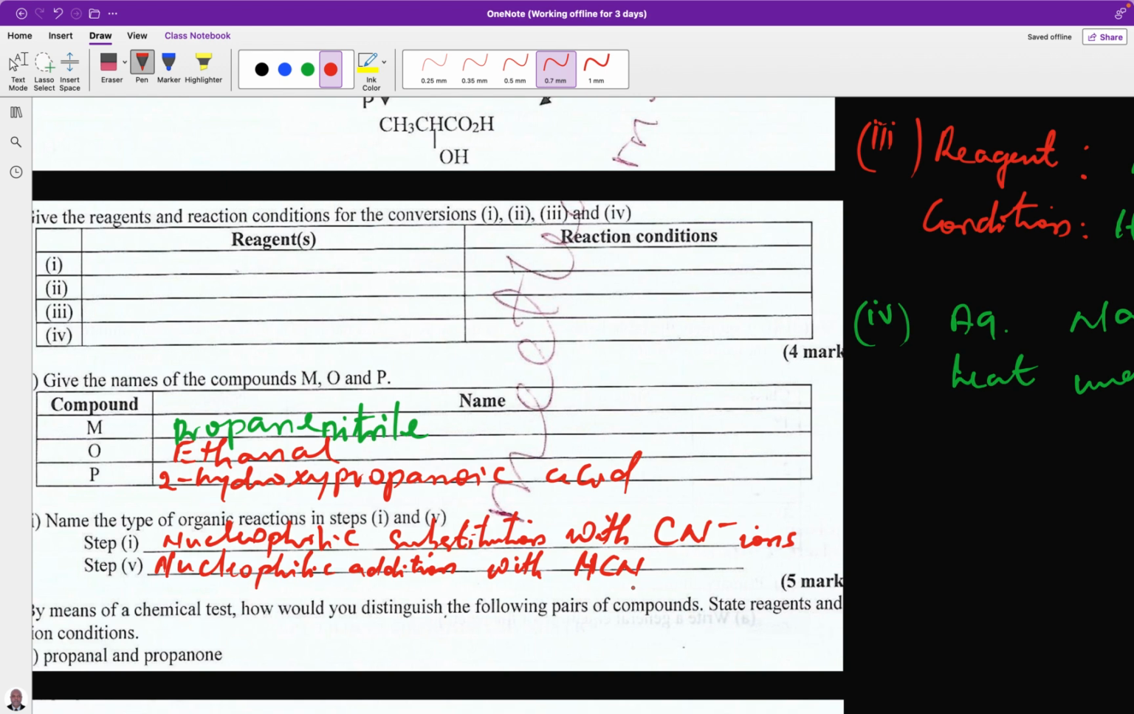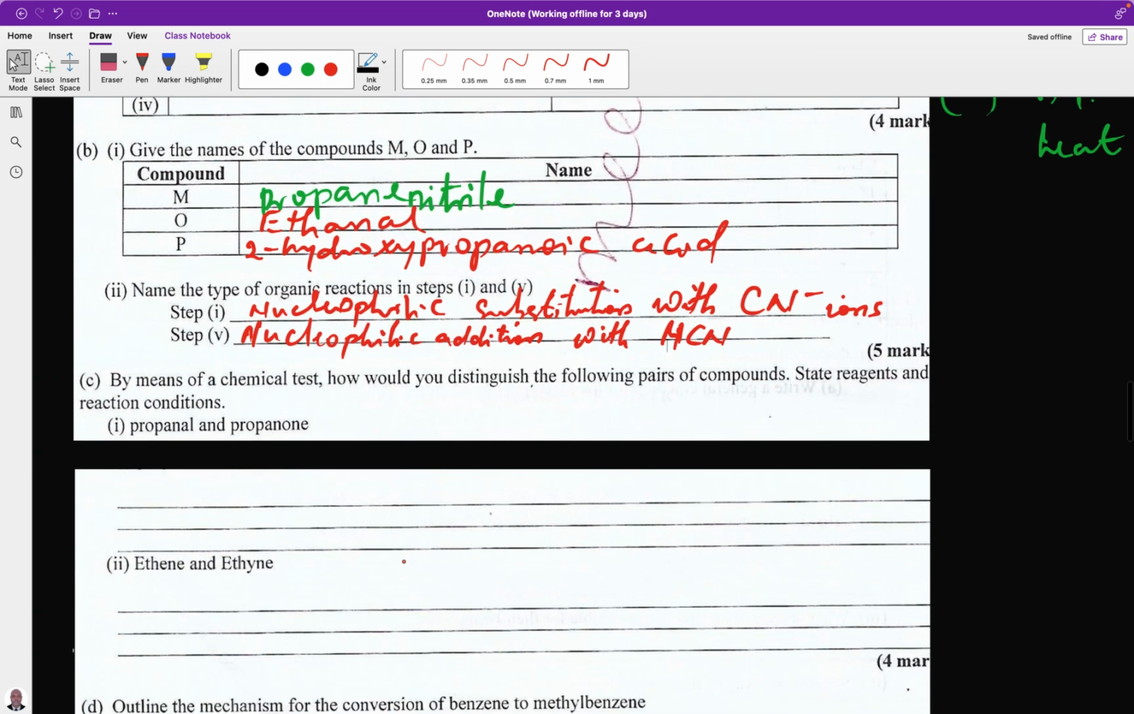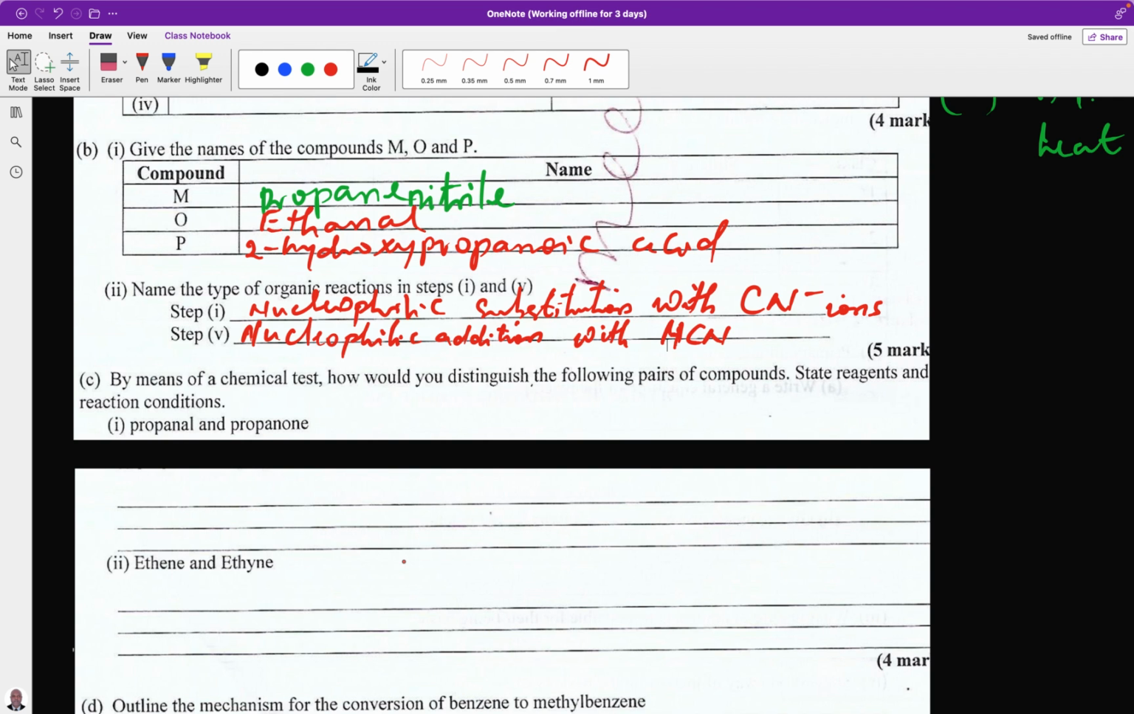In solution, the hydrogen cyanide will dissociate to give only the cyanide that will add. Okay. So that is the type of reaction. Nucleophilic substitution for 1, and for 5, it is nucleophilic addition.